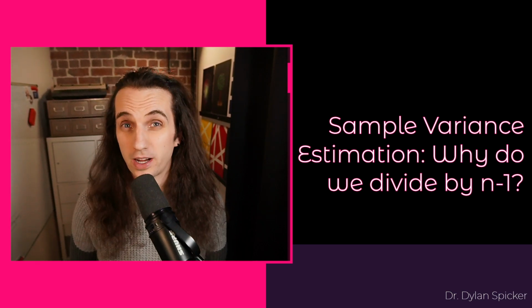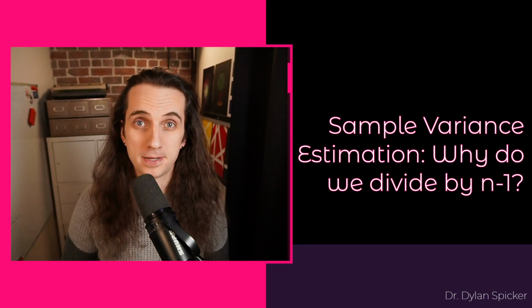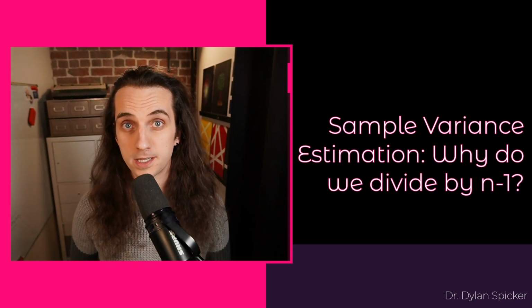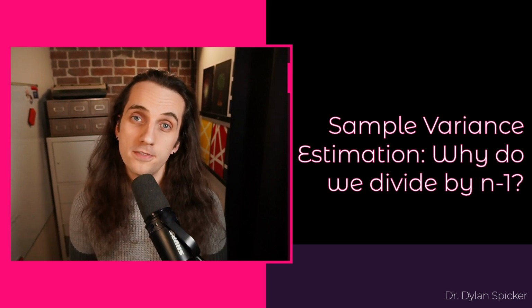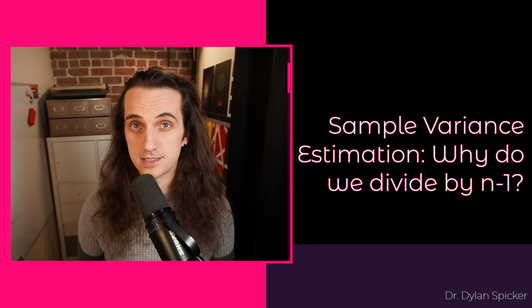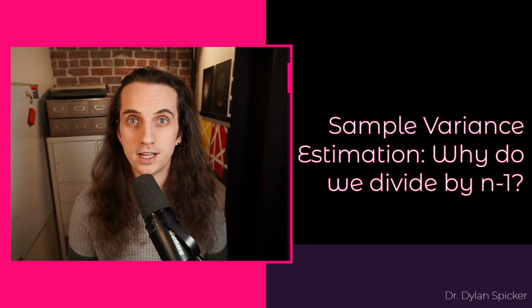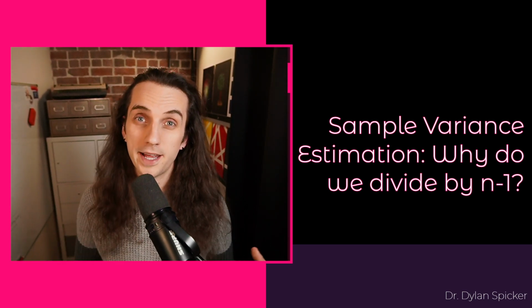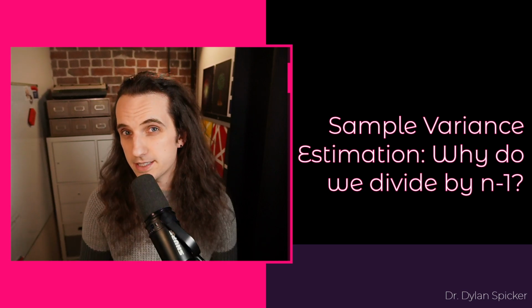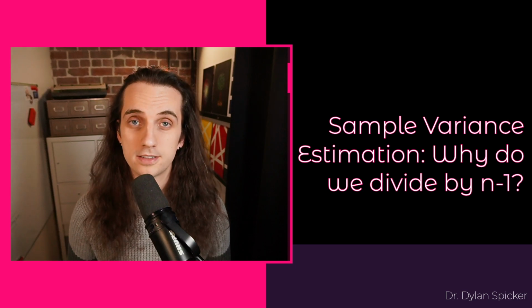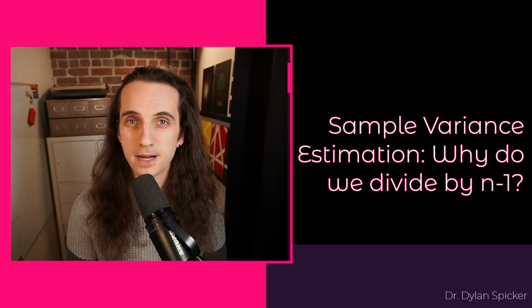One of the strangest formulas that comes up in introductory statistics is the sample variance formula. In particular, it is strange because it seems like a very natural thing to do, right? We take the summation of our data minus the sample average of our data, we square that, we add all those things up. But then the weirdness comes because instead of dividing by n, which would be the natural thing to do in this situation, we divide by n-1.